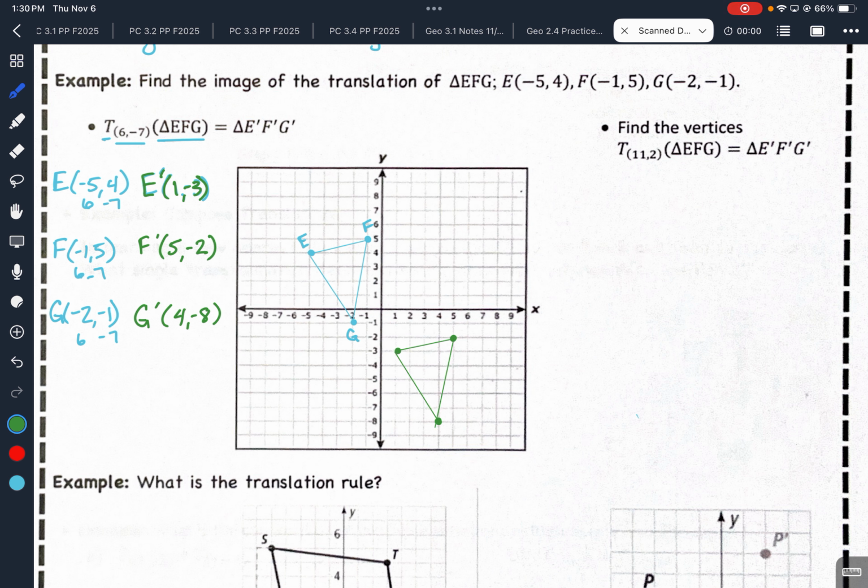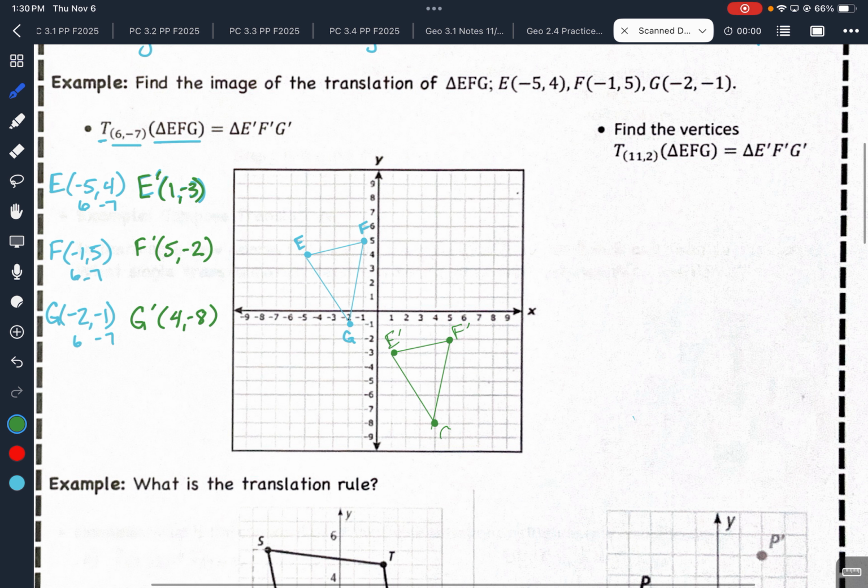Did my shape change? No. Did the angles change? No. Okay. And these all get labeled with a prime because I've moved them once. I've changed them once.